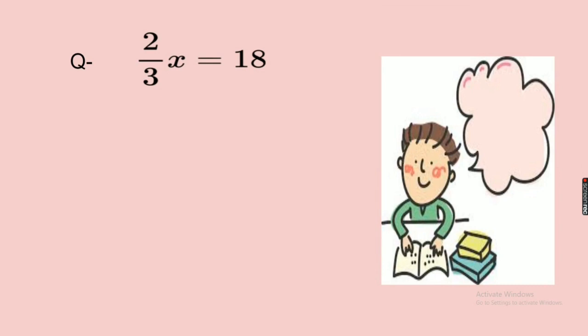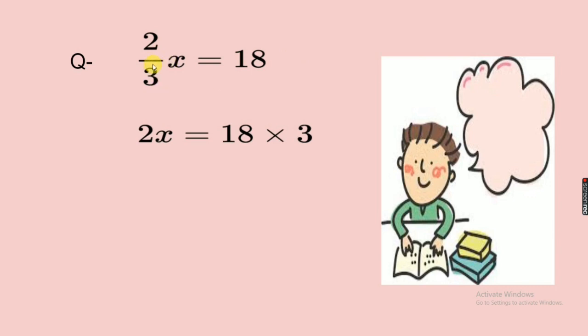Now let us move on to the next problem. Here you can see that 2 upon 3x is equal to 18. Now again we have to find out the value of x. Here 2 multiplied with x, it became 2x. 3 is in the division. When we transpose it to the other side, it would become the multiplication.